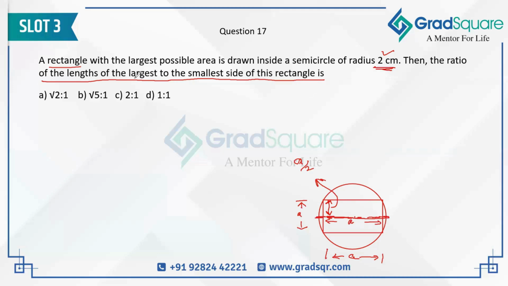So now what is the question asking you? The ratio of the length of the largest to the smallest side of this rectangle is going to be what? A is to A by 2. So that's going to be 2:1 as the answer for this particular question.